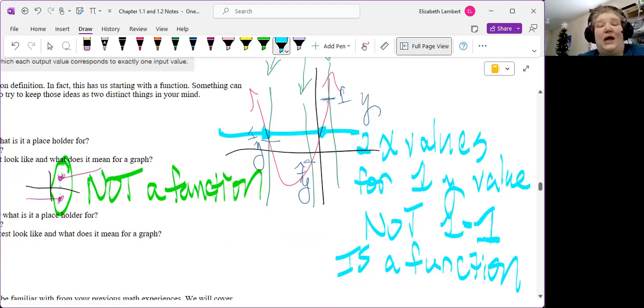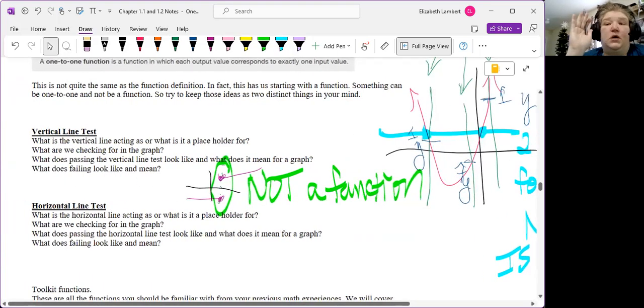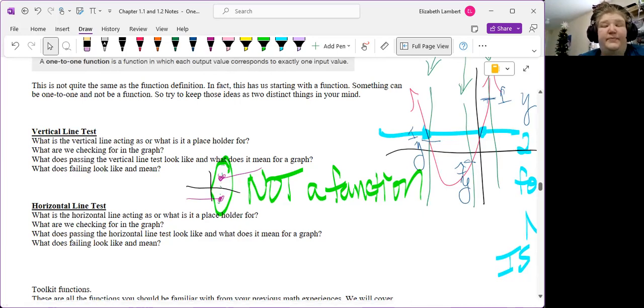So even though this one is not 1-to-1, it is a function. So if something is a function and it's 1-to-1, then it's going to pass the vertical line test and the horizontal line test. So what this means is this graph, if it is passing both the vertical and horizontal line test, only goes in one direction.